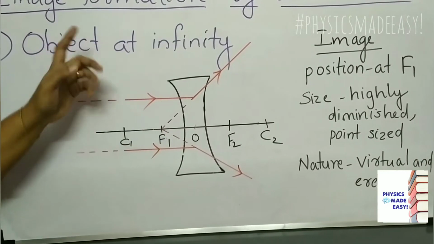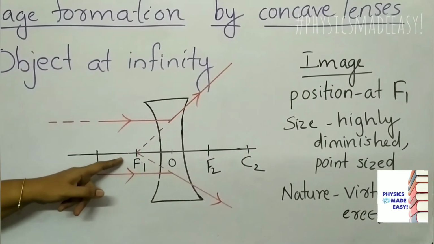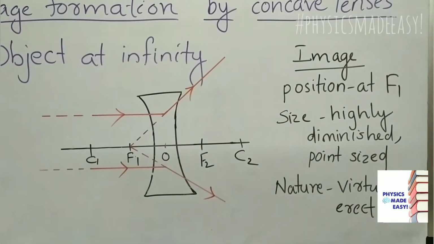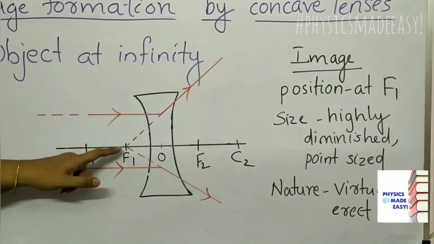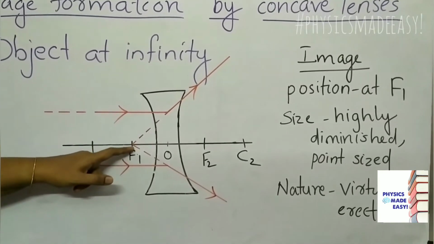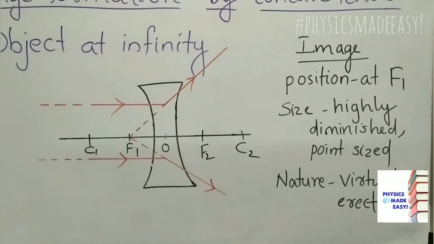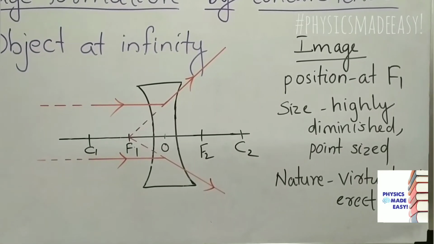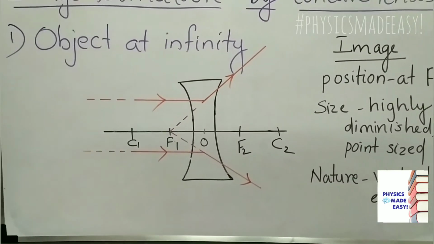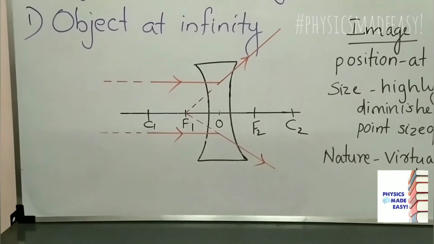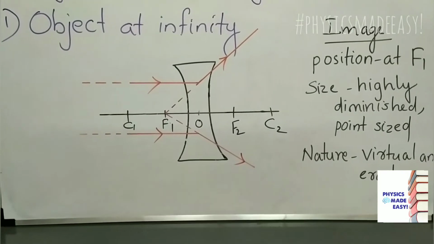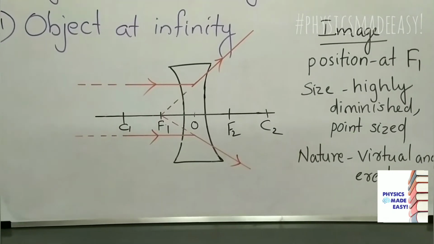Otherwise, you know in the case of a concave lens, the principal focus is a virtual focus. So we can say the nature of the image is virtual and erect. What about the size? At the principal focus only you are getting the image, as a point here. So what about the size of that image? A highly diminished, point-sized image you are getting here. So once more, if the object is at infinity, in the case of a concave lens, you will get a highly diminished or point-sized, virtual and erect image at F1.